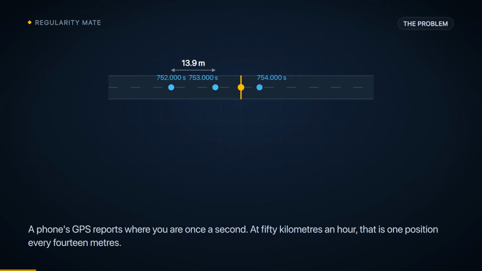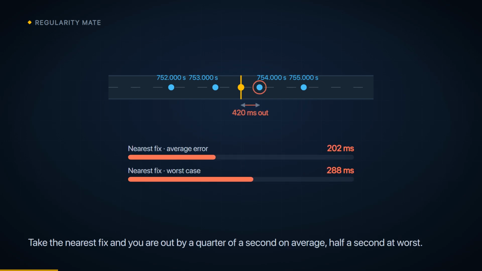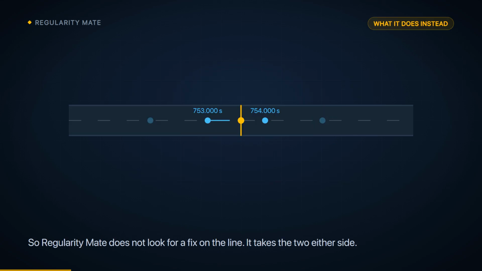A phone's GPS reports where you are once a second. At 50 kilometers an hour, that is one position every 14 meters. One will basically never land on the line. Take the nearest fix, and you are out by a quarter of a second on average, half a second at worst.